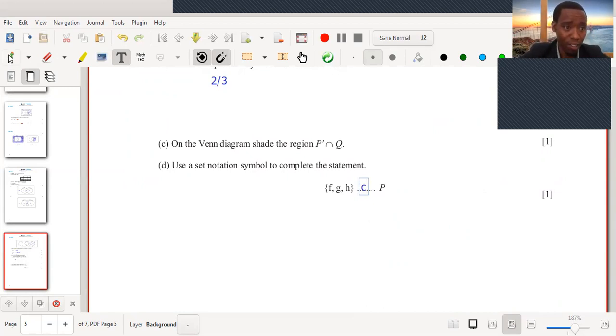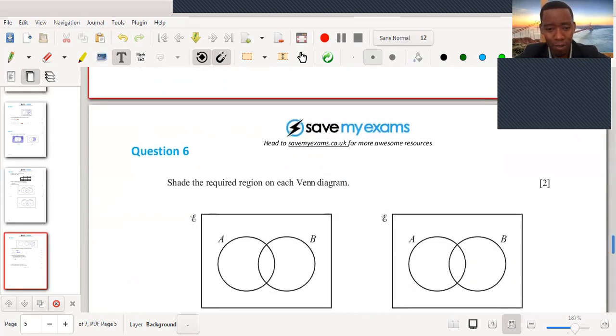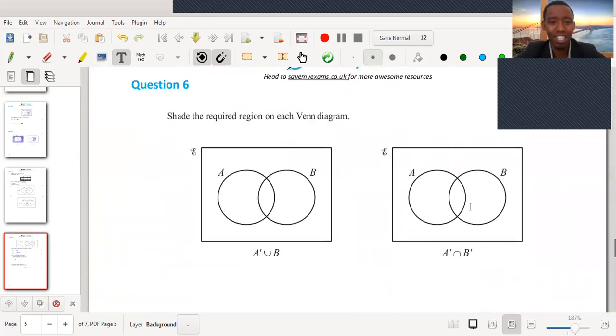Okay. Next. Number 6, shade the required region on each Venn diagram. A complement union B. So which part is that? When it comes to the union, you shade the whole of B. There's no problem here.